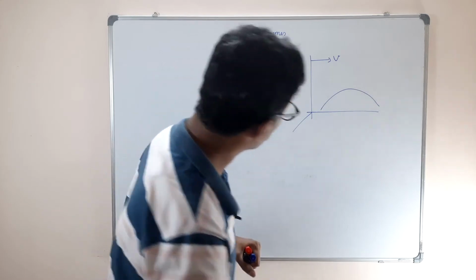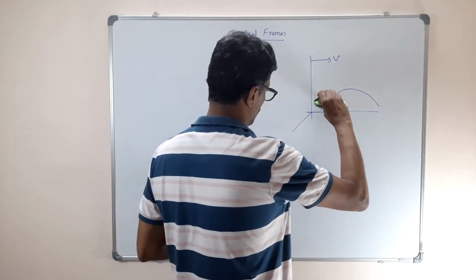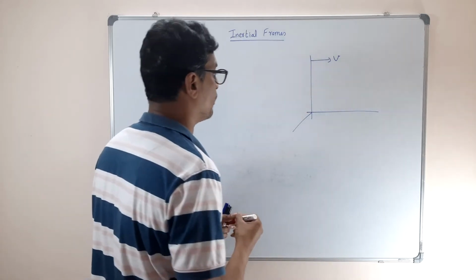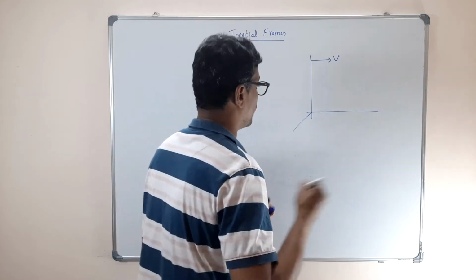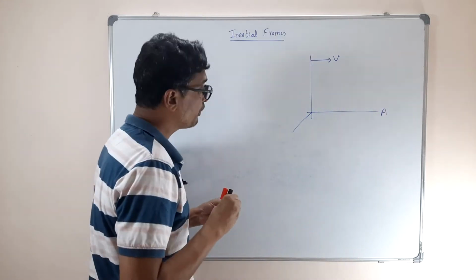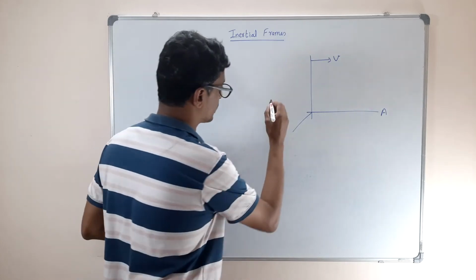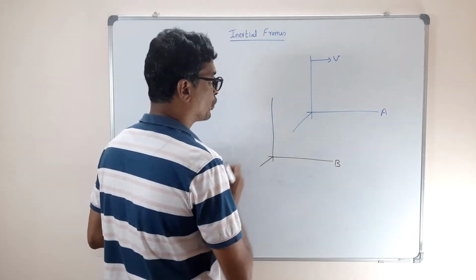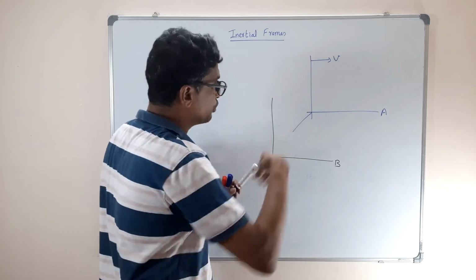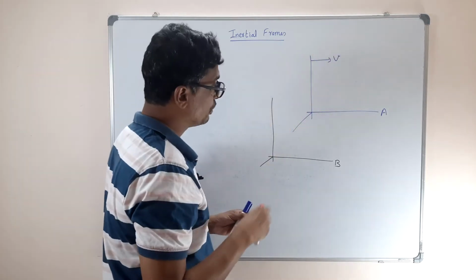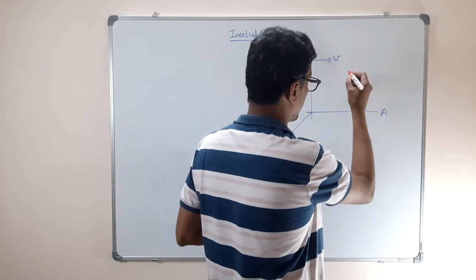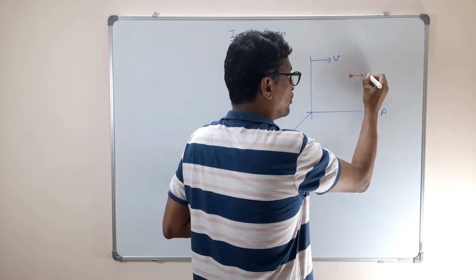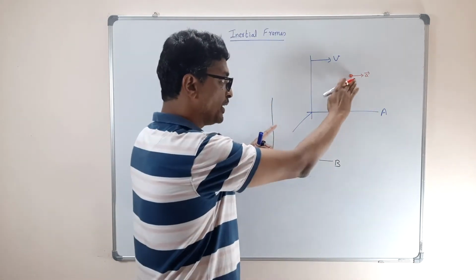Now, can you tell me, suppose I have two frames. This is frame A, and I have another frame, which I'll call frame B. This one is at rest, and this one is moving at a velocity v. Now, there is an object which is moving with an acceleration a. What will be that acceleration as measured by this frame?